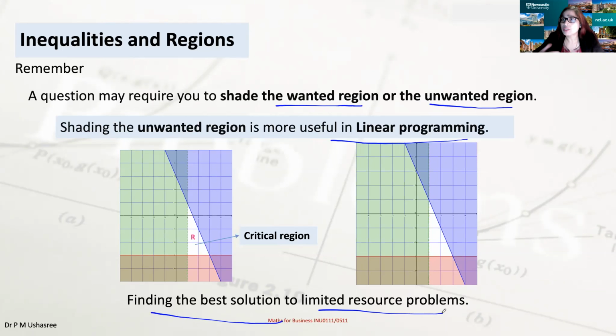That is when you have constraints like budget, or productivity problems like the number of components or the number of employees and so on. So when you have constraints like that, this critical region is very important. We're going to see next week how to solve that.